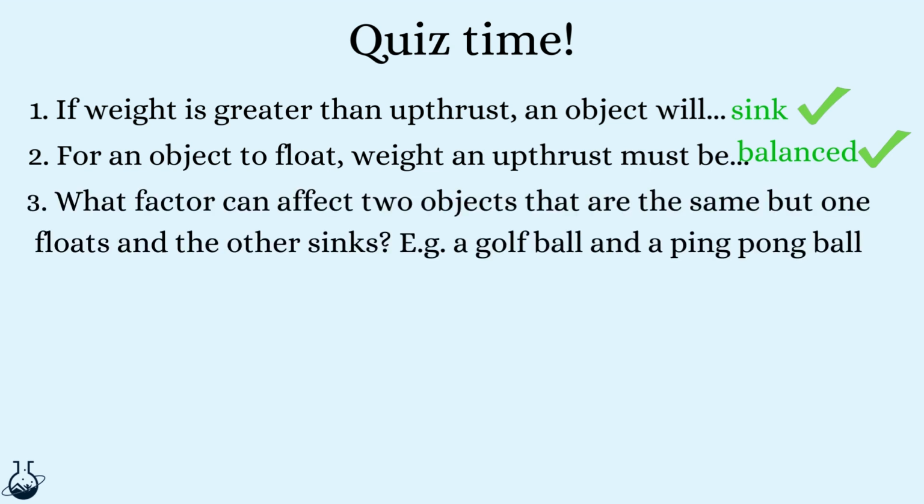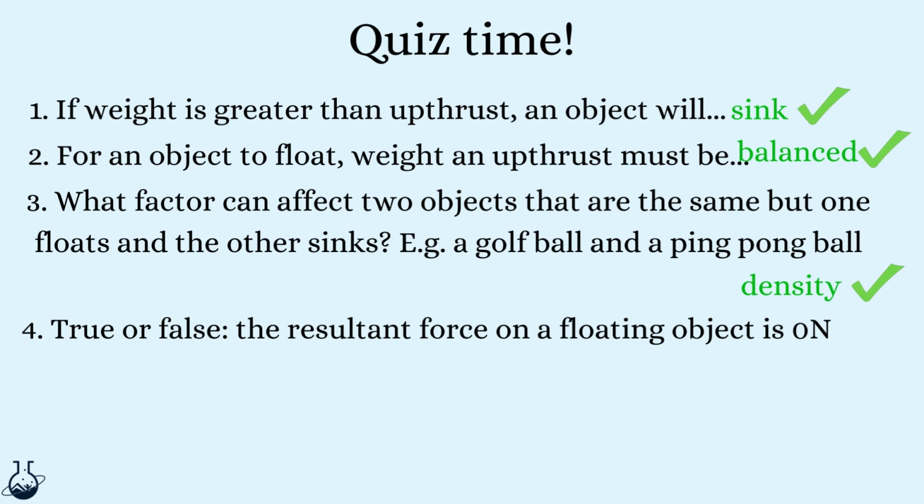Question 3. What factor can affect two objects that are the same, but one floats and the other sinks? For example, a golf ball and a ping pong ball. It's density. Tricky one, but well done. Question 4. True or false? The resultant force on a floating object is 0 newtons. This is true. The forces are balanced, and so there is no overall force in any direction.